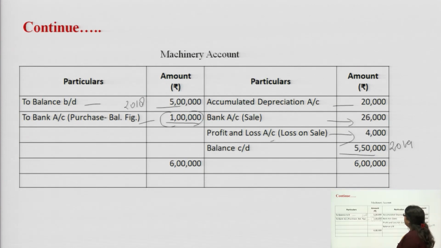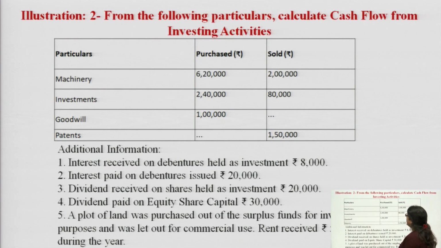So, moving to the next question. From the following particulars, calculate the cash flow from the investing activity. These things are given. Machinery, its purchase and its sale. Purchase was 6,20,000 and sale was 2 lakh. Investment was purchased for 2,40,000 and it was sold for 80,000. Goodwill was rupees 1 lakh and patent was sold for rupees 1,50,000.